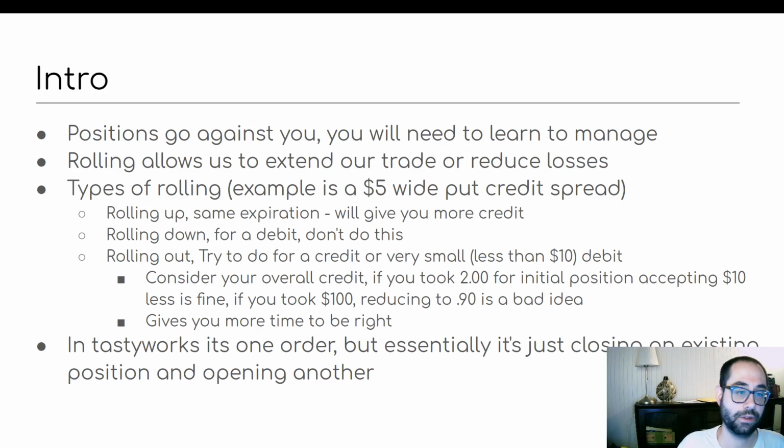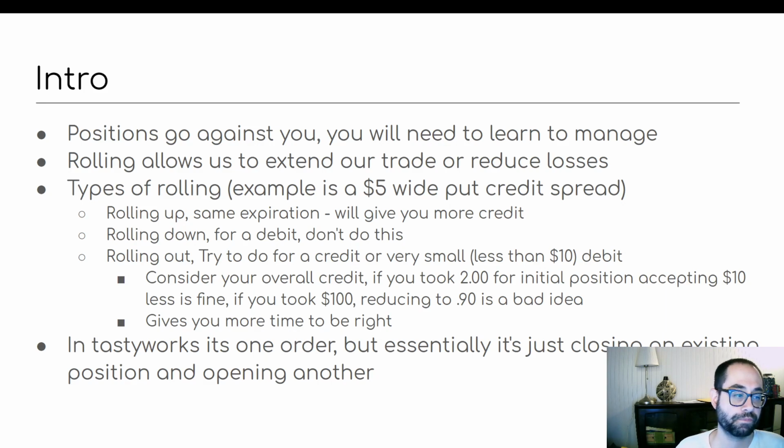Okay, so let's go into the sub bullet points here. To determine if I want to roll it out for a debit, you have to consider your overall credit. So for example, if I initially put on a risky position, it was right at the money, so I'm getting something like $2 of credit for a $5 wide spread. Then I'm taking a $10 loss, so my credit is now $190. That's still really good for a $5 wide spread.